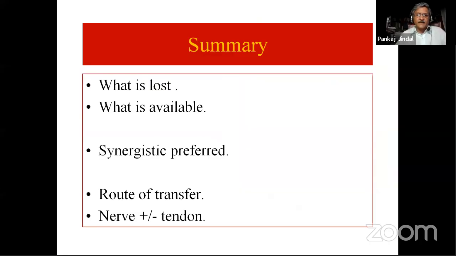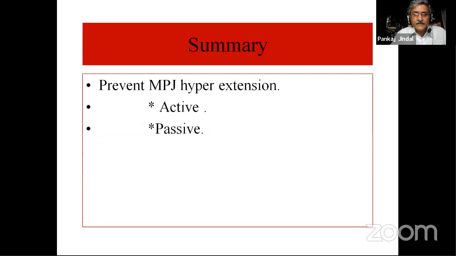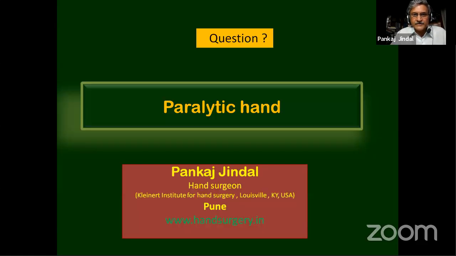So coming to, in summary, you find out what is lost, what is available, and choose a synergistic muscle, choose an appropriate route, and you do a tendon transfer under good quality skin with a soft joint, provided the patient had good sensation and the patient has stabilized neurologically. The bottom line is you have to prevent the MP joint hyperextension by doing an active tendon transfer. If no tendon is available, you go for a passive procedure here. I am open to questions if there are any.